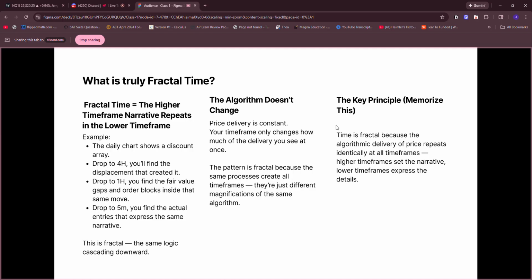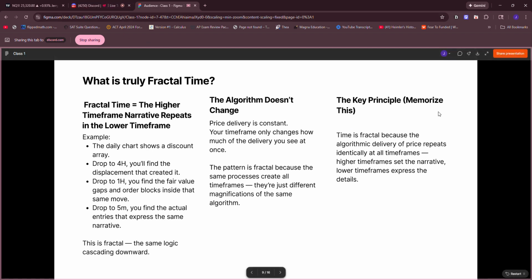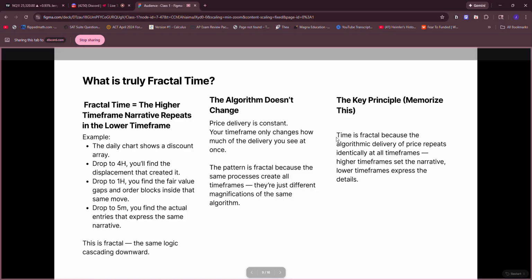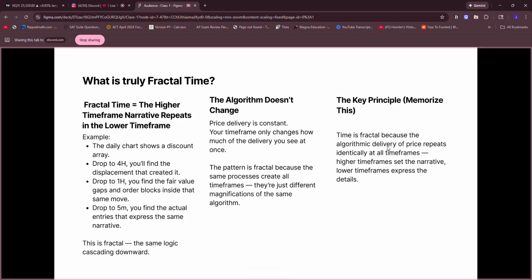It is kind of complicated, but the key principle is that time is fractal because the algorithmic delivery of price repeats identically at all time frames. Higher time frames set the narrative, lower time frames express the details. So a daily bullish candle is literally on the lower time frames just a bunch of fair value gaps, price taps back into it, we move higher, stuff like that.